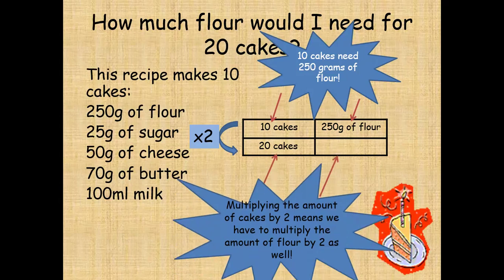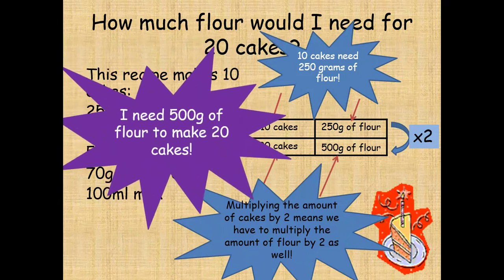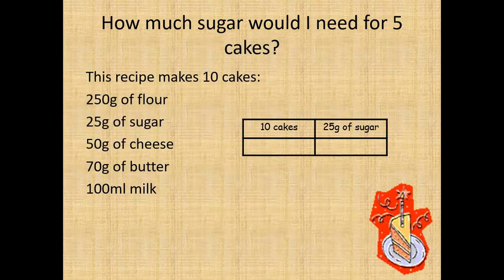So now see that for 20 cakes, we will need 500 grams of flour. And that's how to do it. So I need 500 grams of flour to make 20 cakes. We go to the next one.